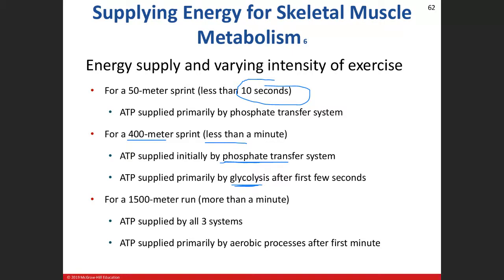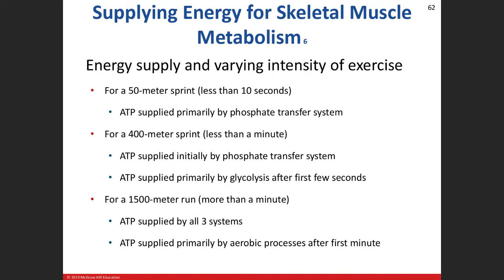That's cool, but what about a longer run? Maybe a mile run. If you're in cross country, you might do a 5K or something. So more than a minute, we're going to use a combination of all three, obviously. Start off with the phosphate transfer system, undergo glycolysis, but ideally, we want the aerobic process. We want to get mitochondria involved. The aerobic cellular respiration process. That's what we want.